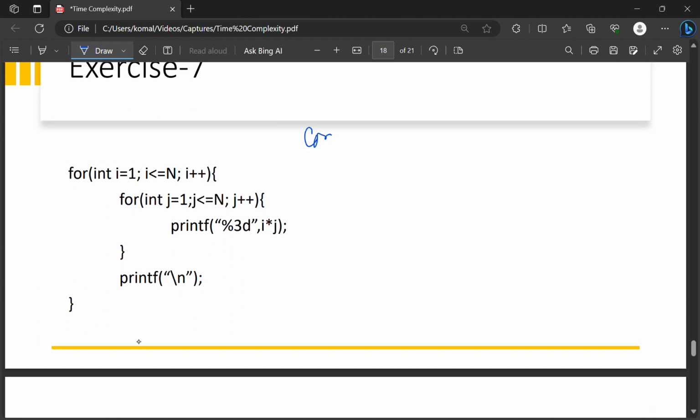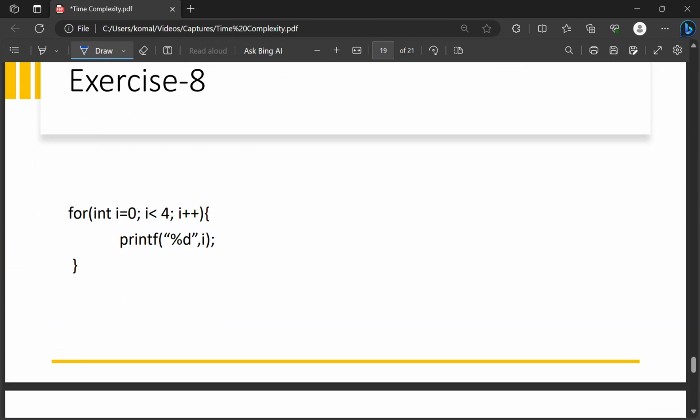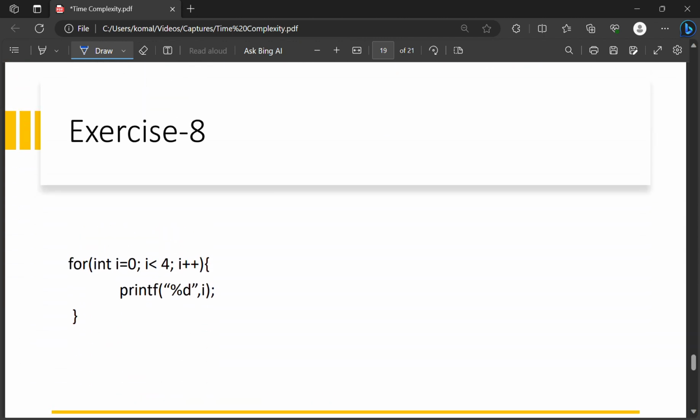So this is an example for printing consolidated multiplication table, which we have discussed already. So what is the time complexity of this? Big O of n square. Next one. Next exercise.